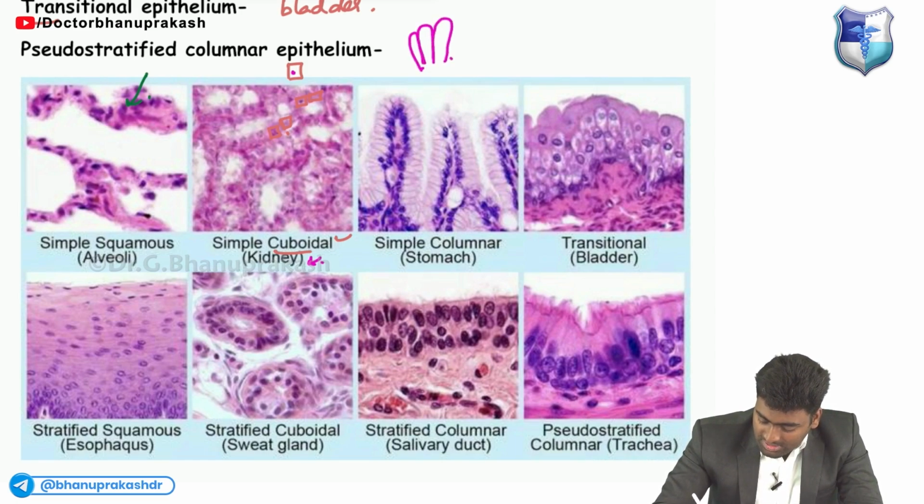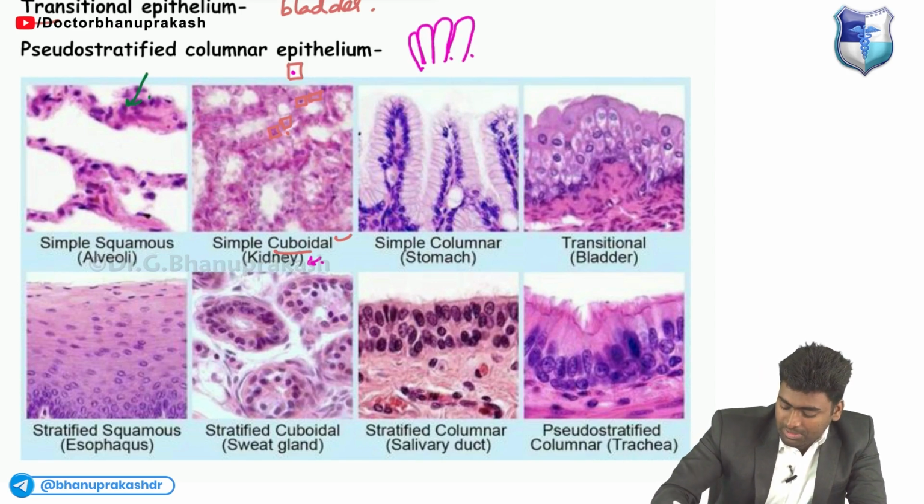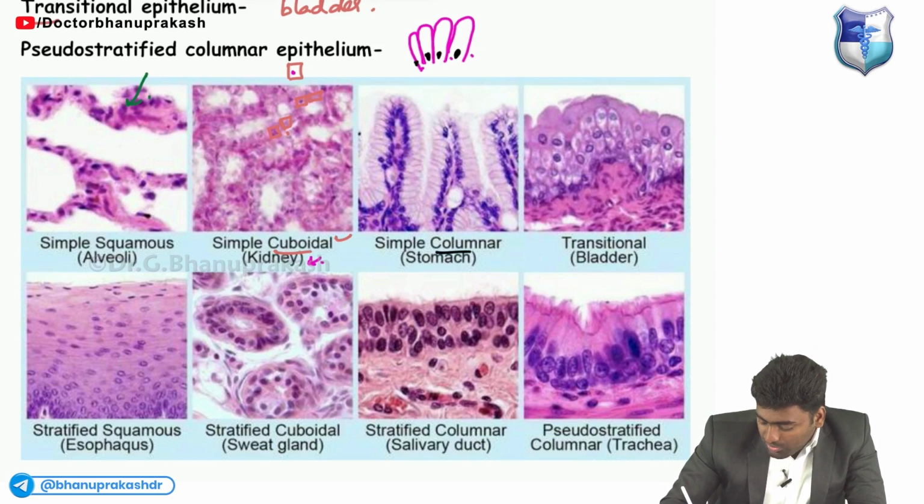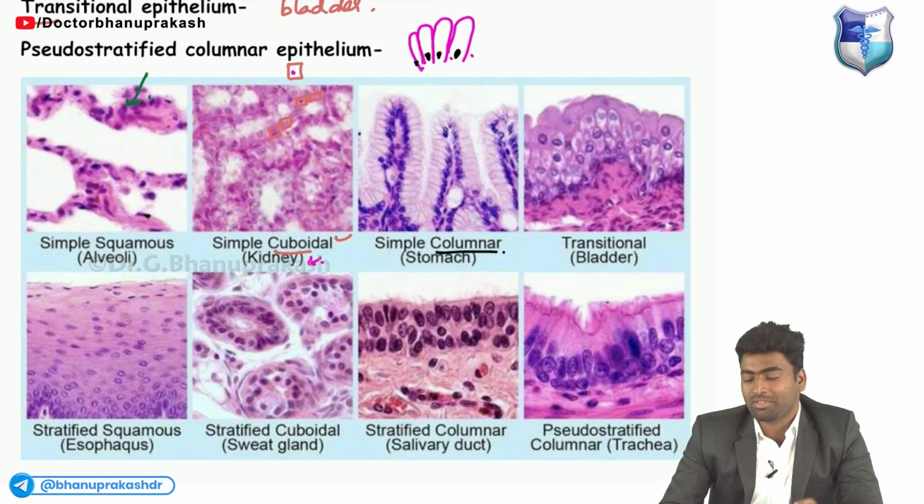Next, where absorption along with secretion takes place, you will see this type of epithelium. And here you will be able to see the nuclei at the base. So it is the columnar epithelium. And this columnar epithelium will be present in the stomach and in our intestine.